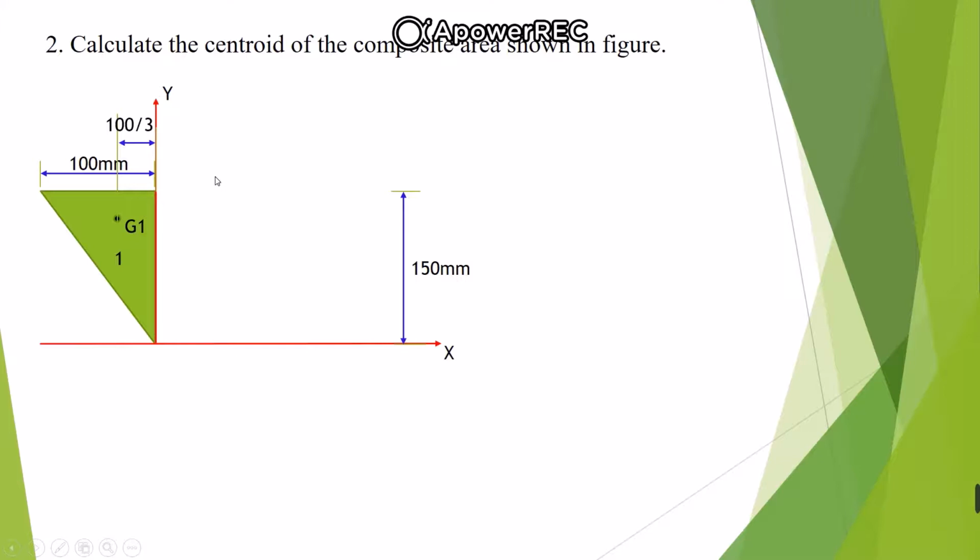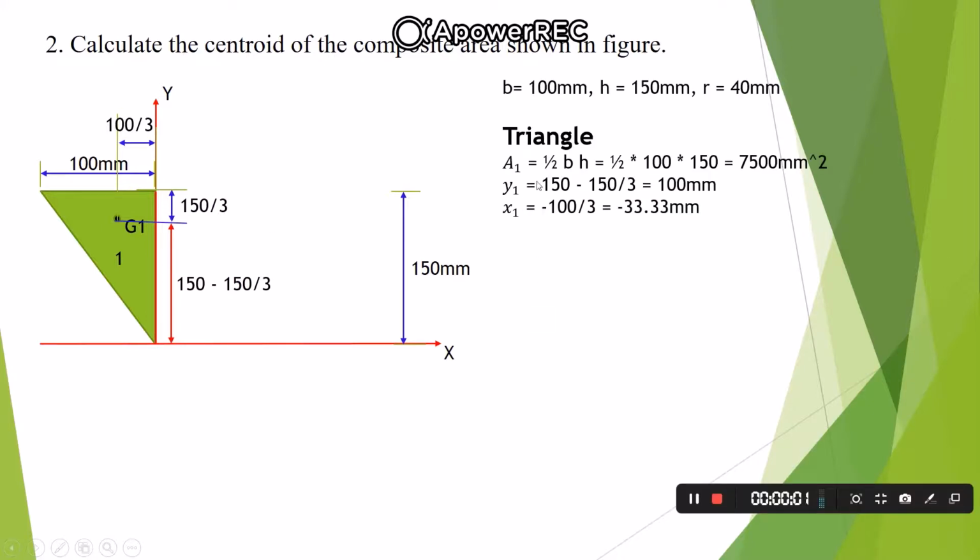And what about y1? For that, first we need to find the distance of G1 from the top surface. That will be 1/3 of 150, that is 150 by 3, from the top. We need the distance of G1 from the x-axis, so it will be 150 minus this value. For the triangle area, A1 is equal to half into B into H, which is equal to half into 100 into 150, which is equal to 7,500 mm square. What about Y1?